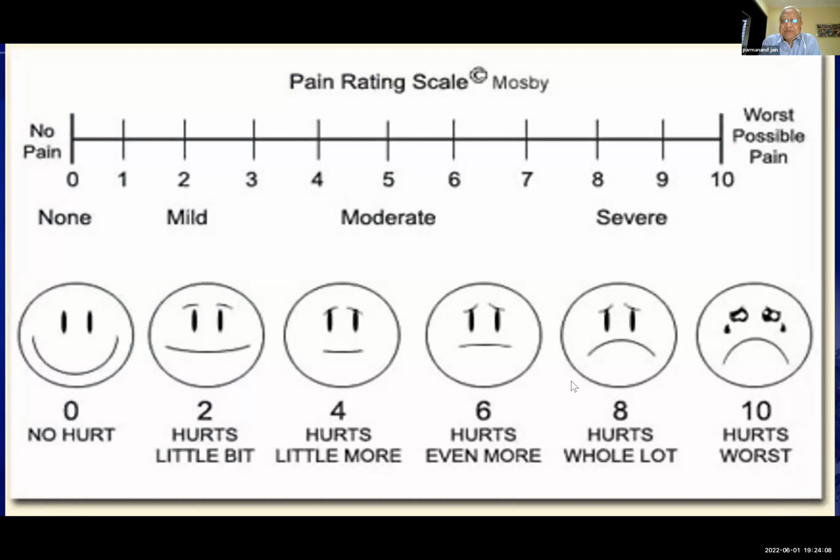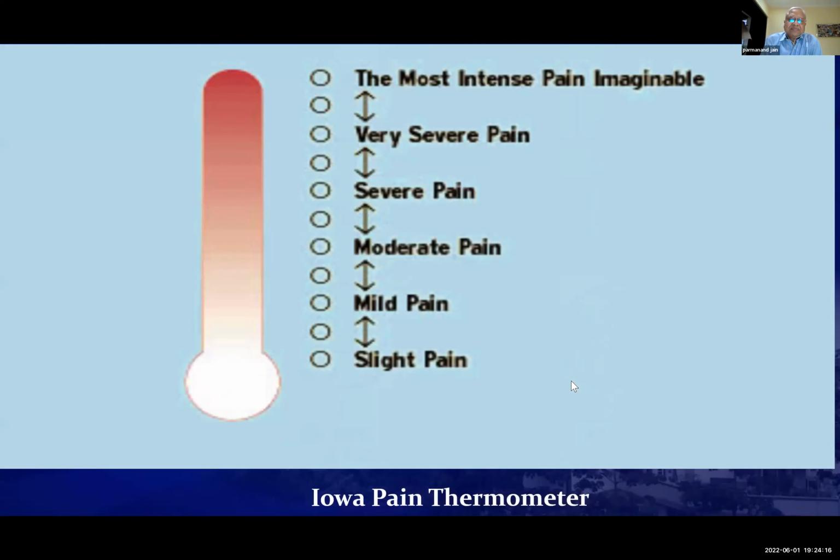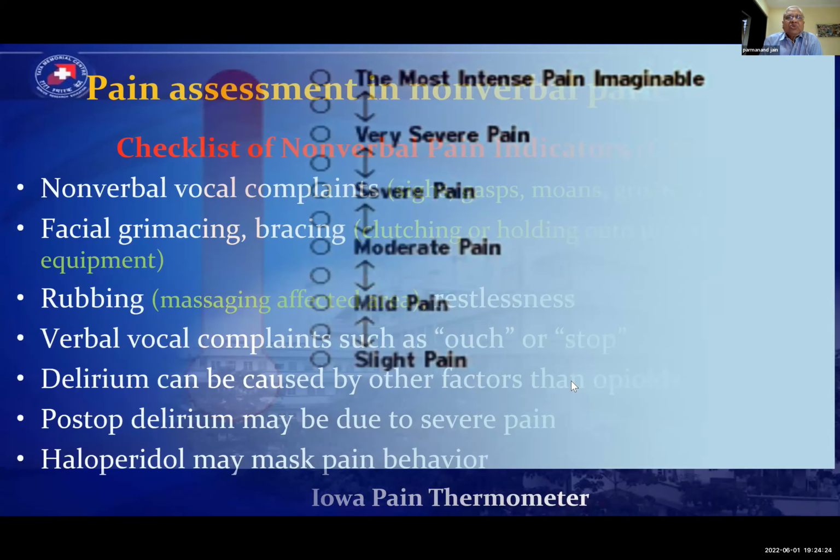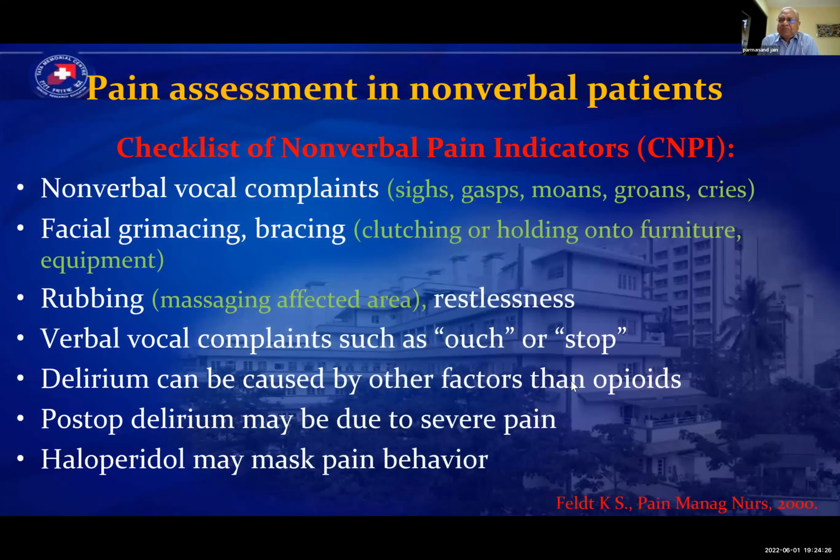And these are the simple pain scales by faces. Faces they can identify very easily. Okay, so you can make the faces and see. This is a pain thermometer, Iowa pain thermometer, which can also be shown. So down, there is no pain, up, most painful. So how to assess in non-verbal patients?